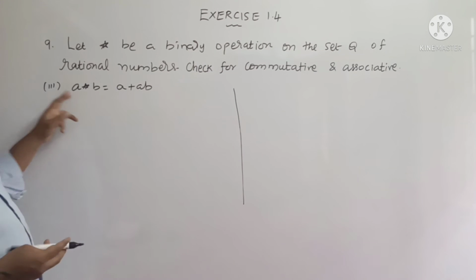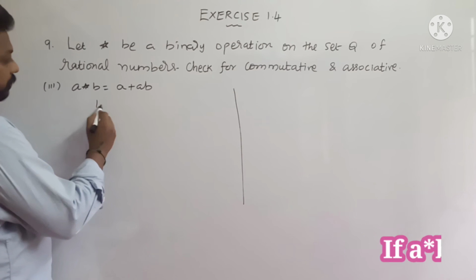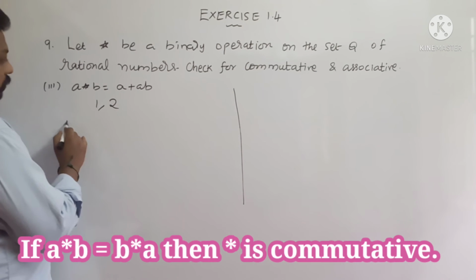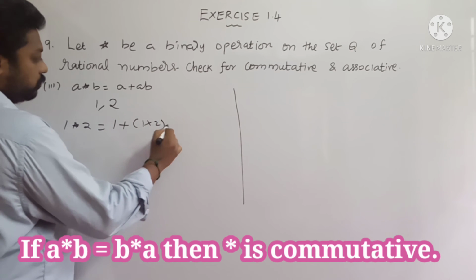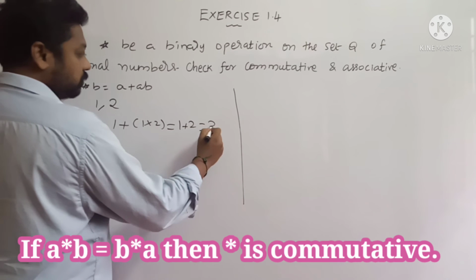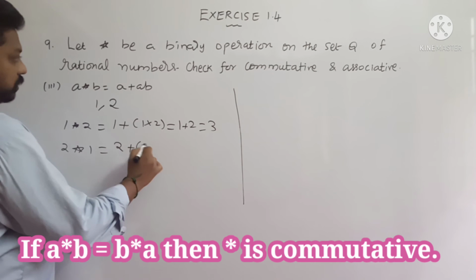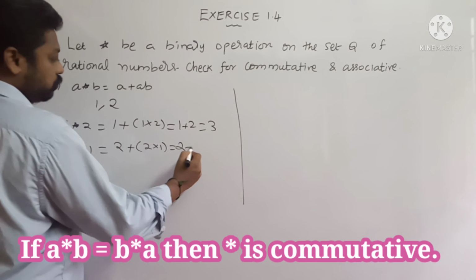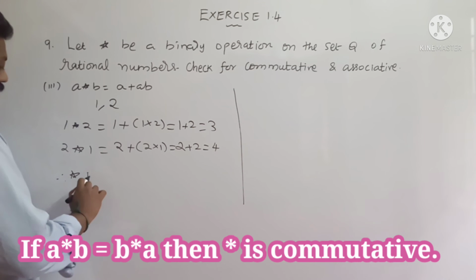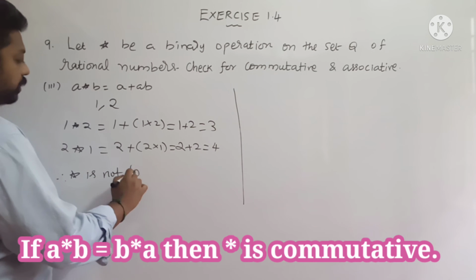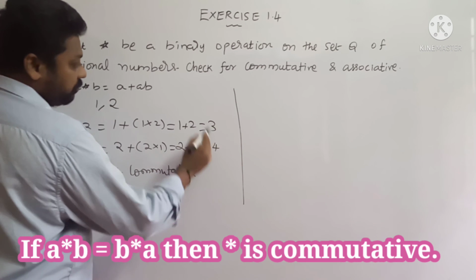So coming to the third Roman, A star B is A plus AB. Okay. So let's check for the commutative. We will take two rational numbers. So 1 star 2 is 1 plus 1 into 2. So 1 plus 2, it is 3. 2 star 1 is 2 plus 2 into 1. That is 2 plus 2, that is equal to 4. Therefore star is not commutative because both have different values.